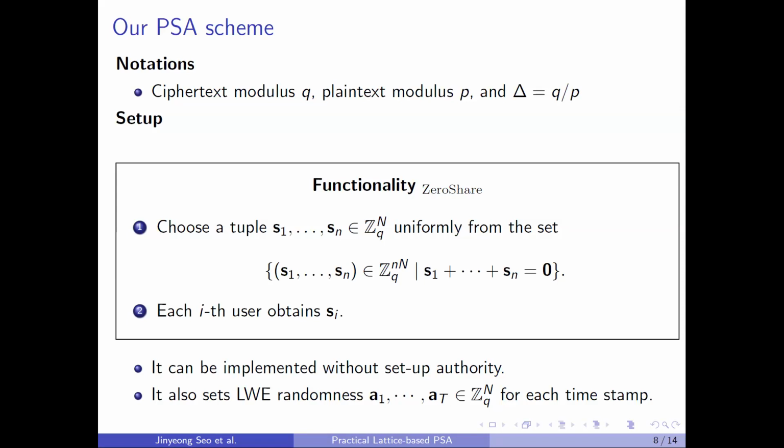Now we explain our PSA scheme. For notation, we denote the ciphertext modulus as Q and the plaintext modulus as P, and we denote the scaling factor delta as Q over P. At the setup phase, the setup authority runs the following functionality called zero share. It is a simple functionality that just picks random shares whose sum is 0 and distributes a secret key to each user. We note that this can be implemented without trusted setup using an MPC protocol, since it just picks random samples. It also samples LWE randomness A1 to AT for each timestamp. And this can also be implemented using a PRF.